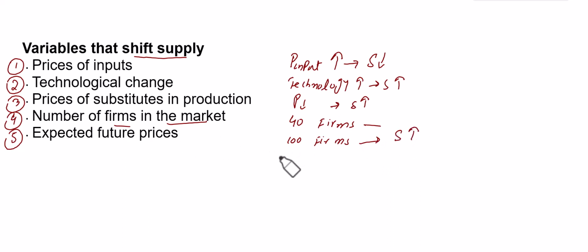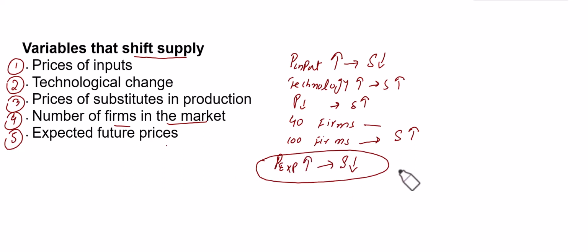And when the expected future prices increase, the firm will supply less today in the market, because they will hold the supply in their warehouses, and they will supply more in future when the price increases. Similarly, when producers assume that expected future prices are going down, they will supply more today, as they know that in future when the price decreases, their profit decreases. So in order to avoid that loss, they will supply more today.